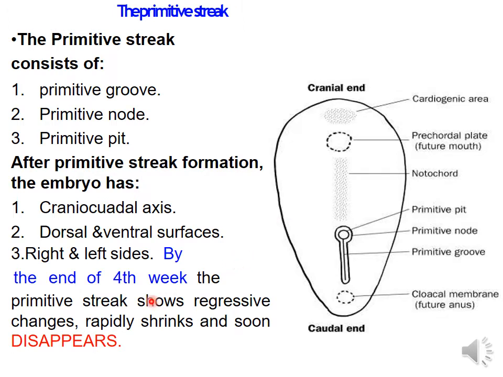By the end of the 4th week, the primitive streak shows regressive changes, shrinks, and disappears. This will later on, at the end of the 4th week, disappear.